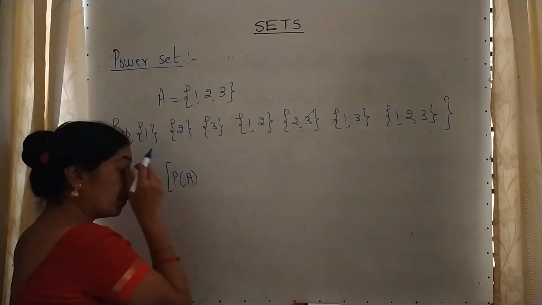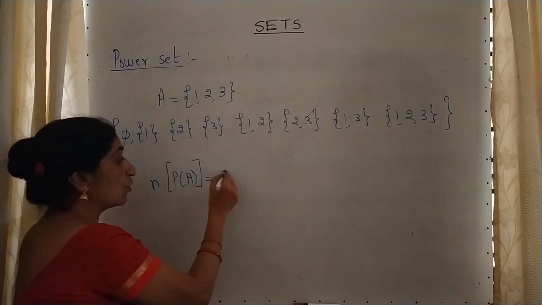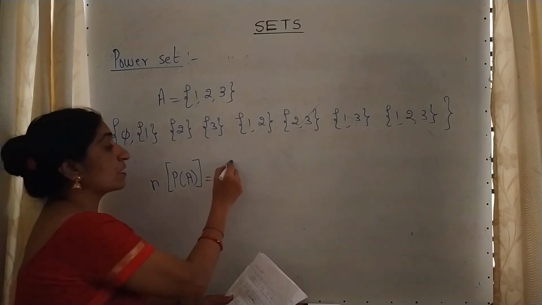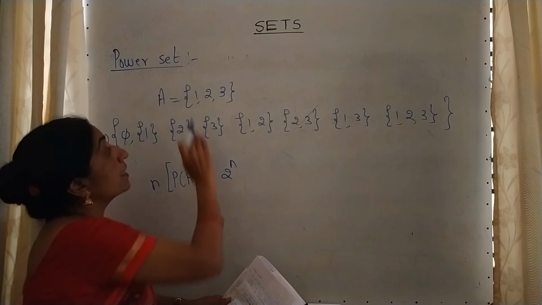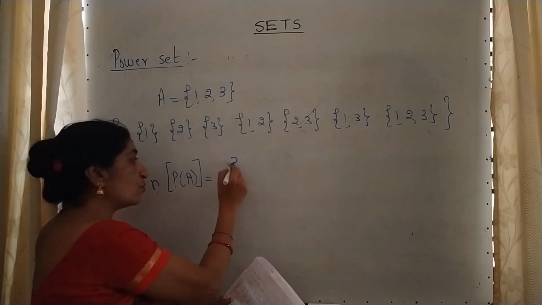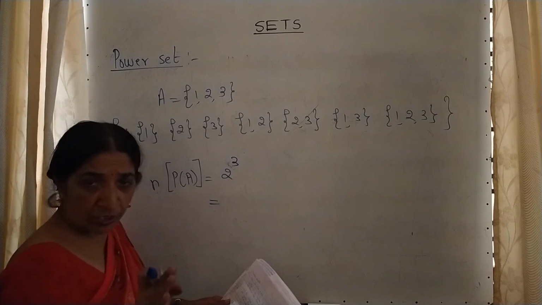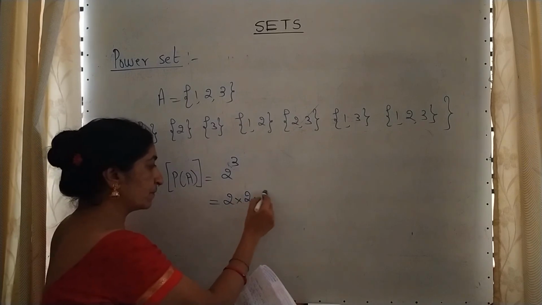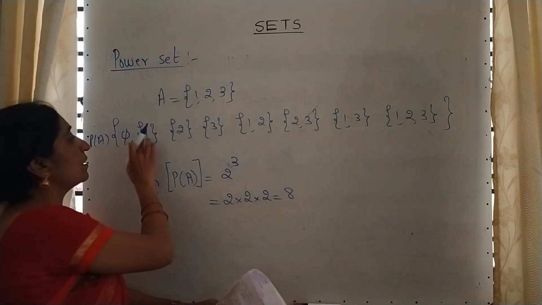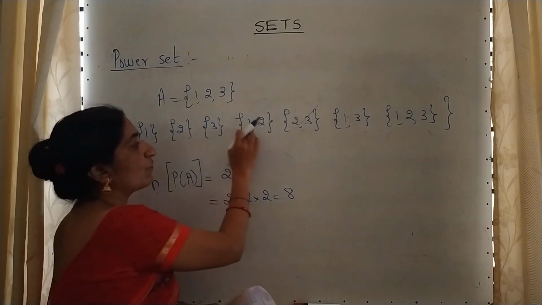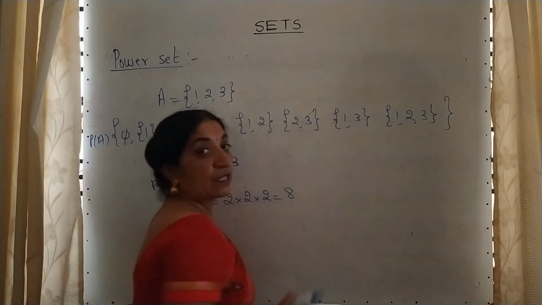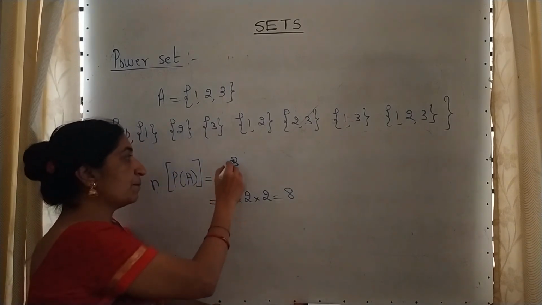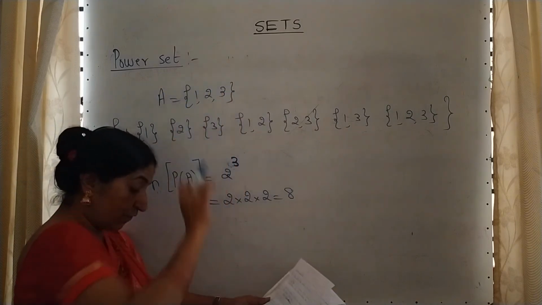N means the number of elements in the power set. If the set contains n elements, it is 2 raised to n. Here it contains 3 elements, so it is 2 raised to 3. What is 2 raised to 3? You know what 2 raised to 3 means? We have to multiply 2 three times. That is 8. Count this: 1, 2, 3, 4, 5, 6, 7, 8. This is the method. And remember, 2 is always fixed. 2 is the base and is always fixed, and the power is nothing but the number of elements.